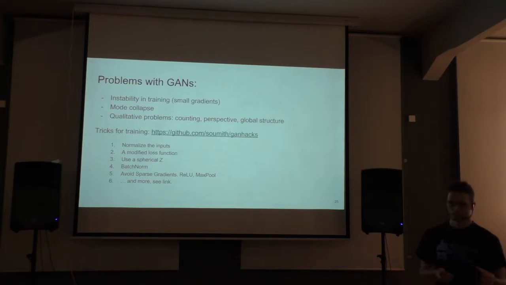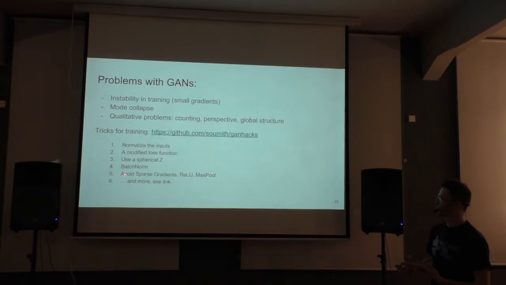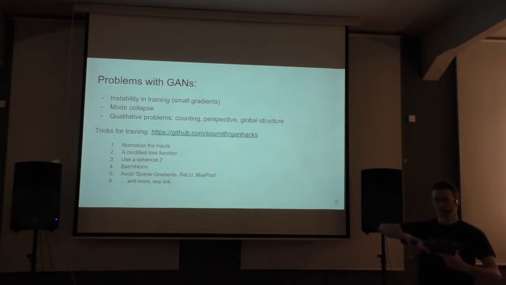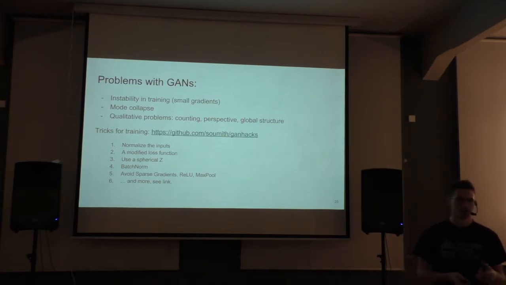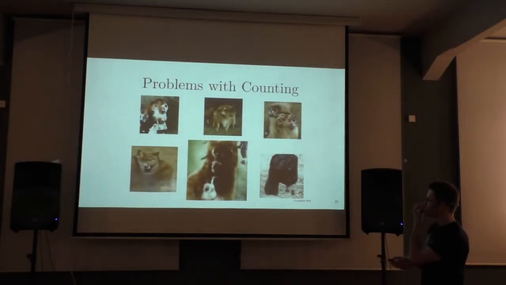Things like using spherical or Gaussian noise vectors instead of uniformly sampled noise vectors, or you should avoid sparse gradients, so neurons based on ReLUs, rectified linear unit activations, are not very good because they can clip the gradient. So you might want to use activations like sparse ReLUs and so on. You should avoid max pooling because it has the same kind of training problem and so on. So there are many of these. You can see the page, and here are some samples.